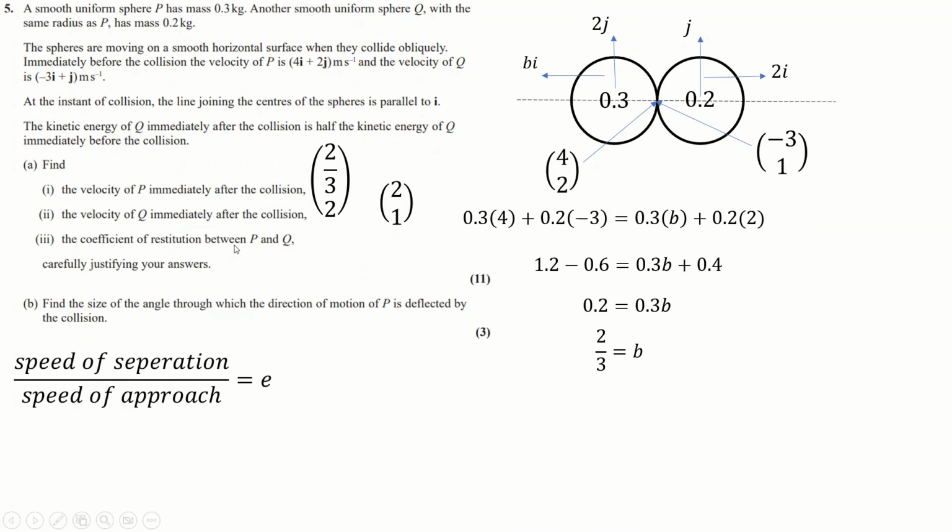The coefficient of restitution between P and Q is what I'm supposed to find. So we just do speed of separation divided by speed of approach. Again, we can just do this horizontally. So the speed of separation is 2 minus 2/3, and the speed of approach is 4 minus minus 3, which is positive 7, and we get E is 4/21, I think.